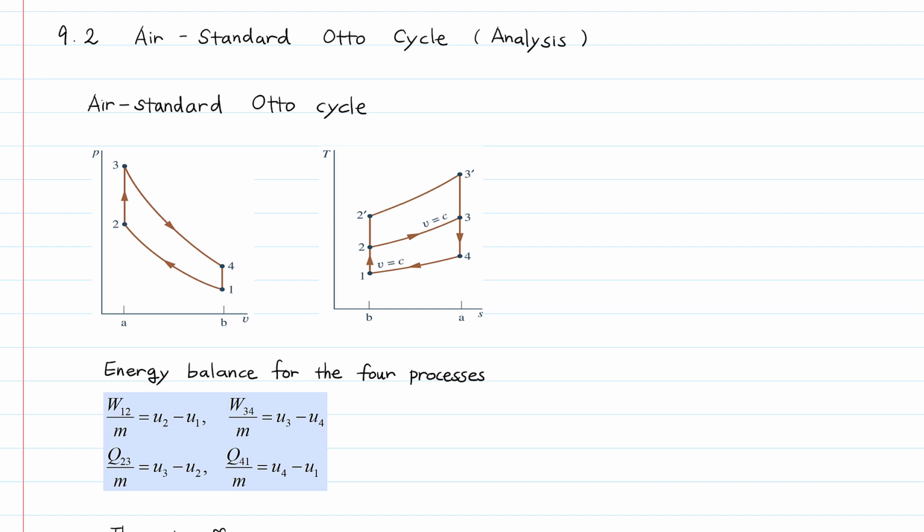W12 is the work done on air. It is the specific internal energy difference between state 2 and 1. Q23 is the heat transfer to air. It is the specific internal energy difference between state 3 and 2.